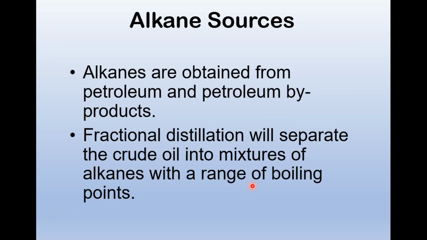So let's leave nomenclature for a little bit and talk about alkanes. Where do we get them from? Petroleum products, for the most part. I suppose nowadays there's some non-petroleum sources, but it's just so cheap to pump the stuff out of the ground. So fractional distillation will separate the crude oil into mixtures of alkanes with a range of boiling points.